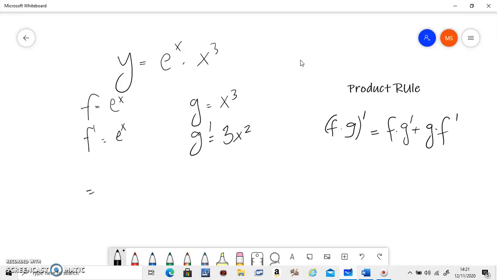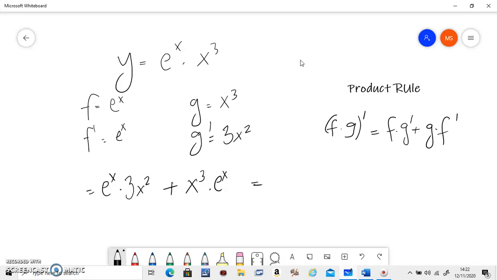All you have to do is use these guys on the right hand side. So keep f as it is, times g prime, which is 3x squared, plus keep g as it is, which is x cubed, times f prime, which is the same in this case but not always, e to the x. So this is your answer.